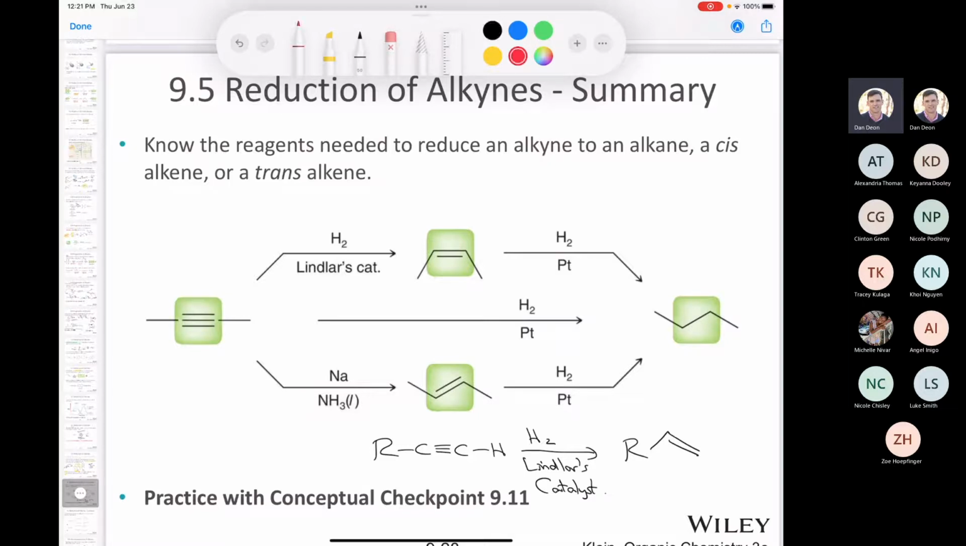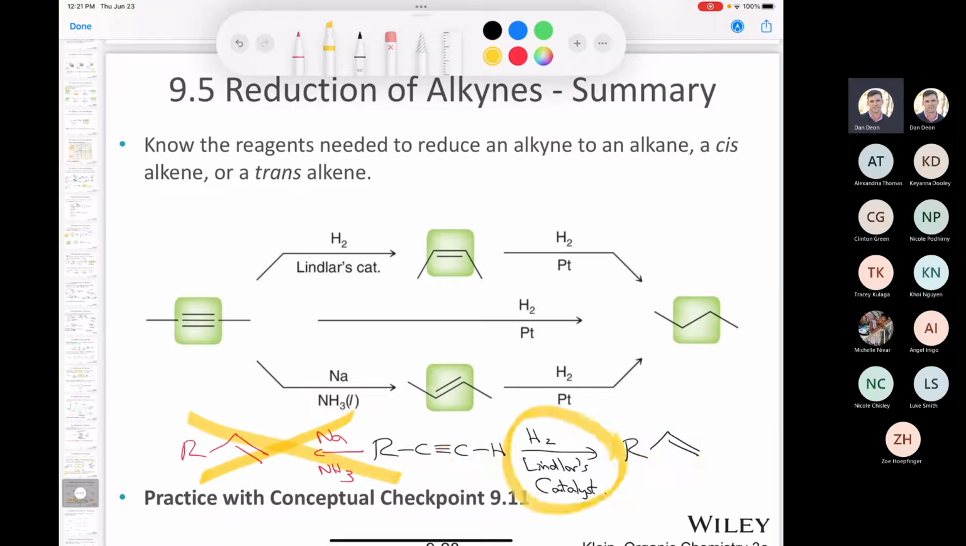However, the reason I bring that up is because students think, well, maybe I could do the same thing with sodium and liquid ammonia, and then I'm going to end up with this as well. And the answer is no, that will not work. The reason why is because the sodium just deprotonates the terminal alkyne to give you an alkanide. So that will not work. If you want to reduce a terminal alkyne to an alkene, you can't use either method.